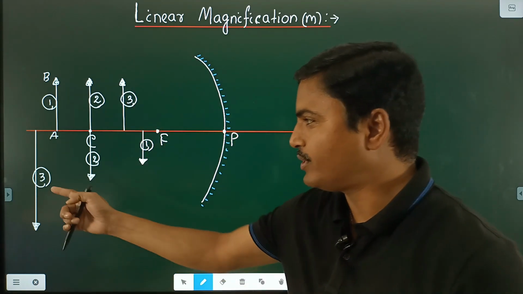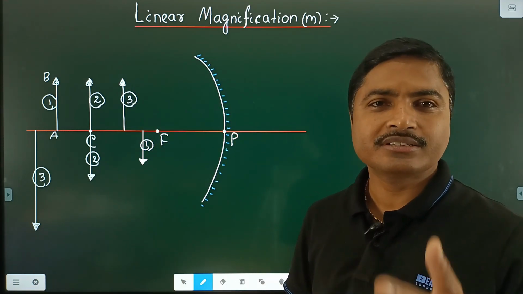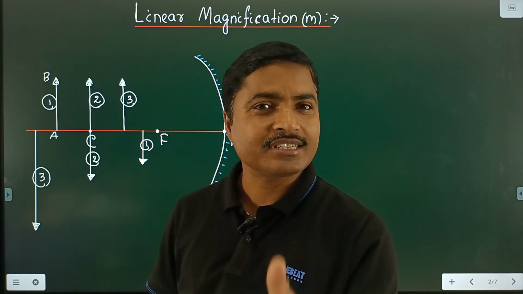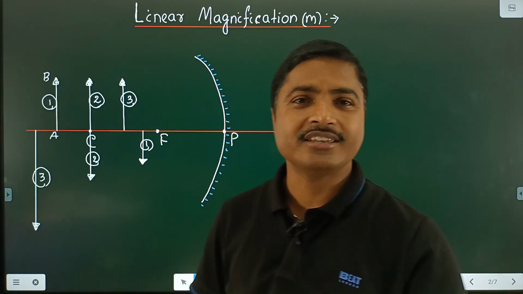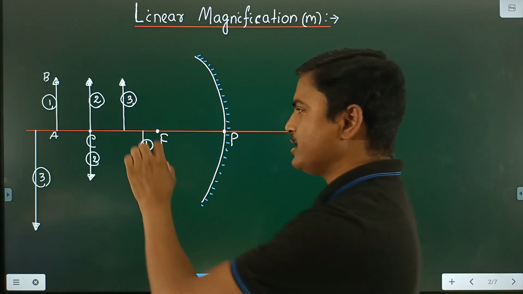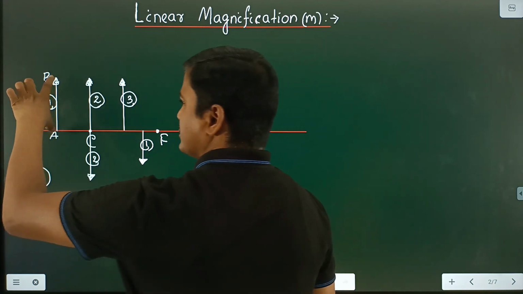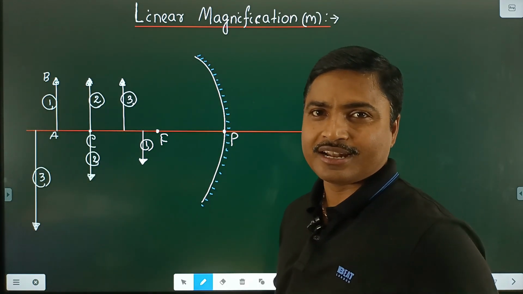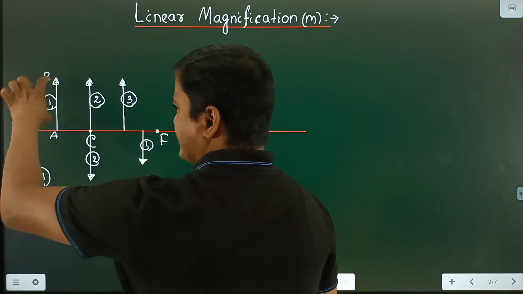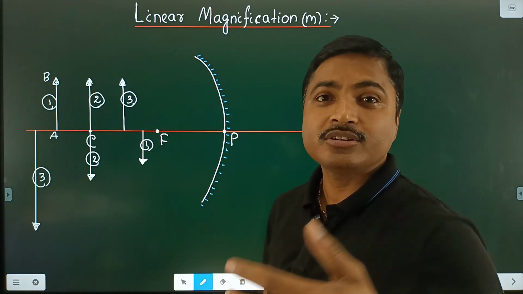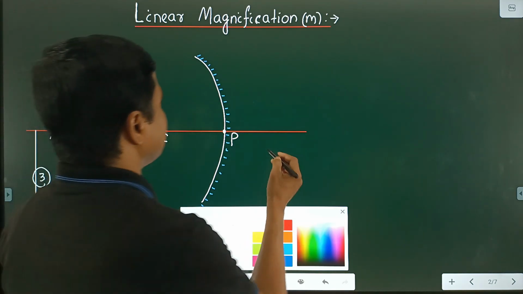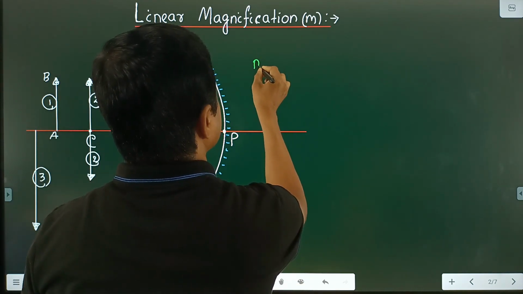In the third case we get a magnified image, that means the size of the image may or may not be the same as the size of the object, so we compare the size of the image with the size of the object, and that comparison or ratio between the size of the image and the size of the object is known as the linear magnification. Simply, for linear magnification we write the symbol M.